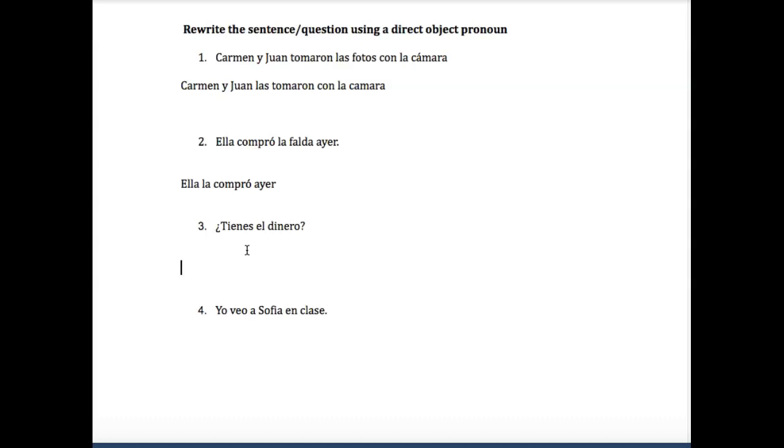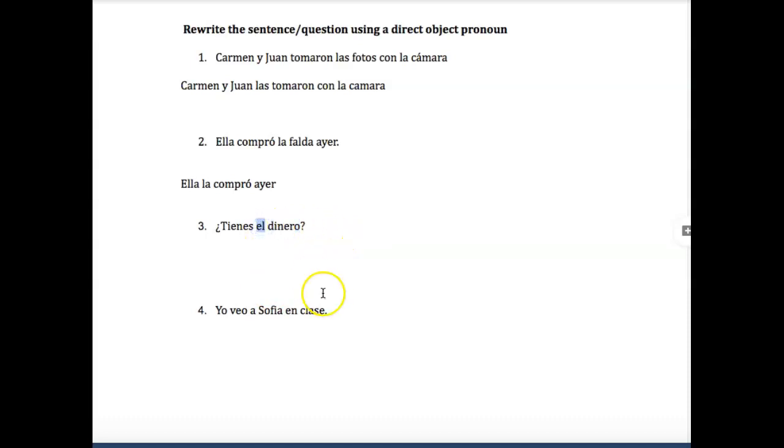So it works the same with questions. Do you have the money? Do you have the money? And I go, huh? You say, do you have it? So I want to replace have what? Have who? The money. I want to replace money with it. Do you have it? So I have two options for it, lo or la.